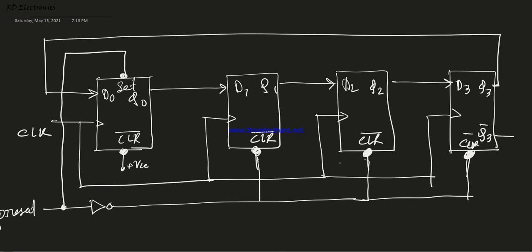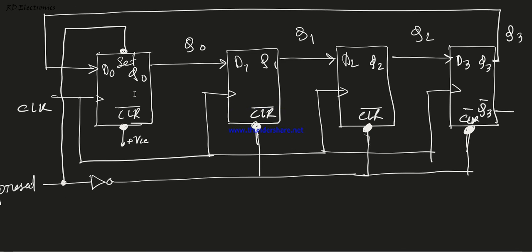Okay, so now this is the output of Q3, this is the output of Q2, this is the output of Q1, and this is the output of Q0. So now we discuss the sequence. So what is the sequence?